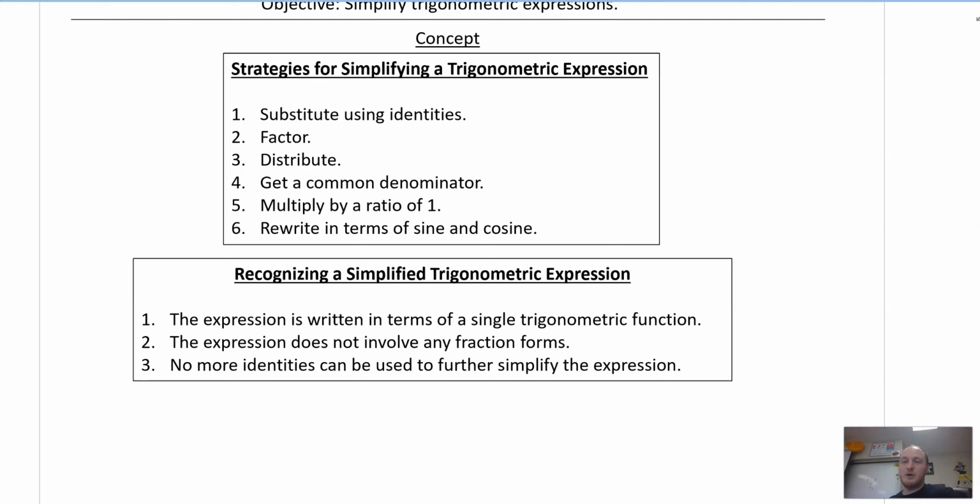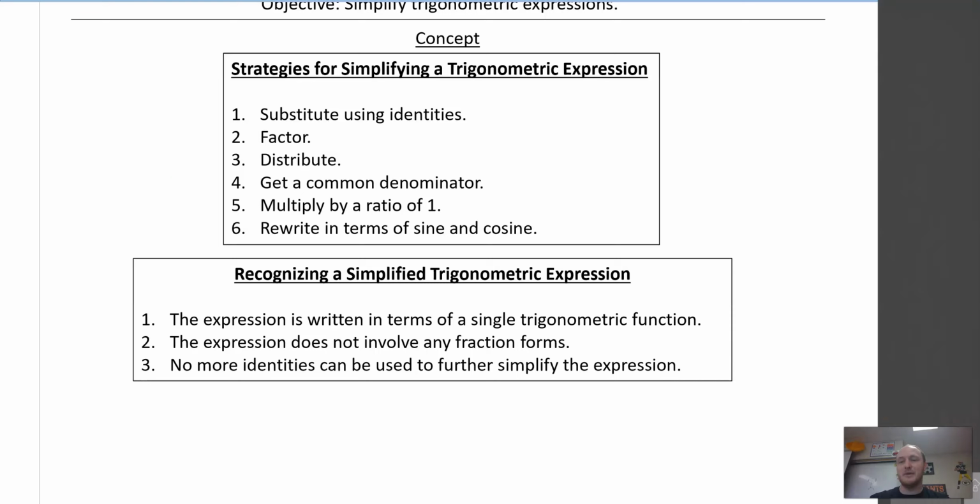Okay, and then the question becomes, how do I know if I have a fully simplified trig expression? Well, step 1, the expression will be written in terms of only one trig function, so just only in terms of sine or only in terms of cosine. Step 2, the expression does not involve any fractional forms. So we don't want fractions. And then step 3, no more identities can be used to further simplify the expression. Okay, so now that we've oriented ourselves, let's go ahead and look at some examples.